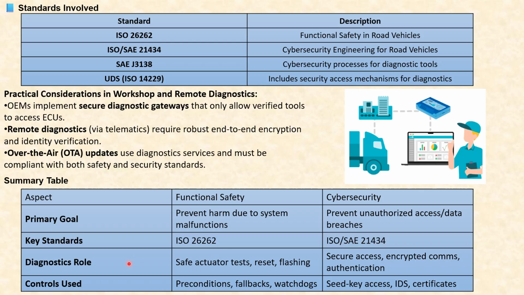Coming to the diagnostic roles: self-actuated tests, reset, flashing, secure access, encrypted communications, and authentication. Now, what are the controls used? Preconditions, fallbacks, watchdogs, send key access, IDS, and certificates. Okay, so these are all the various types of controls that are used.